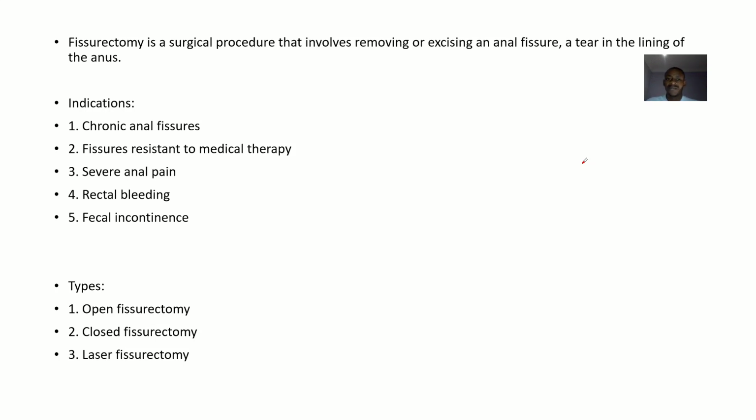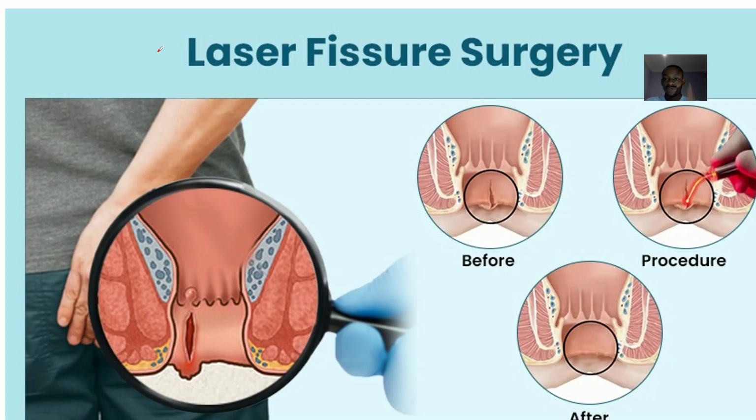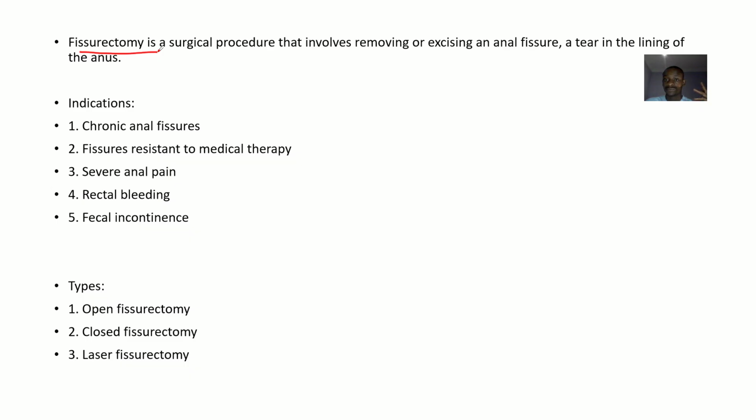Then another way was the surgical approach. And on this surgical approach I said there's something known as fissurectomy. Fissurectomy is a surgery that can be done for anal fissures, right? Basically you're trying to remove or excise the anal fissure. So now let's look at fissurectomy under the various headings.